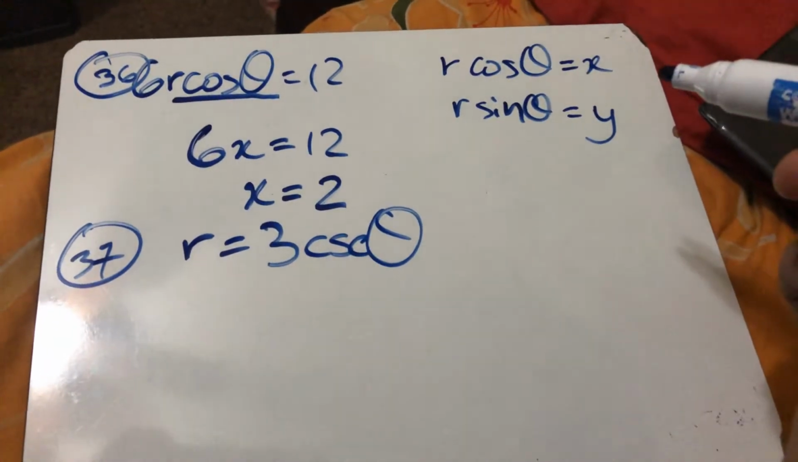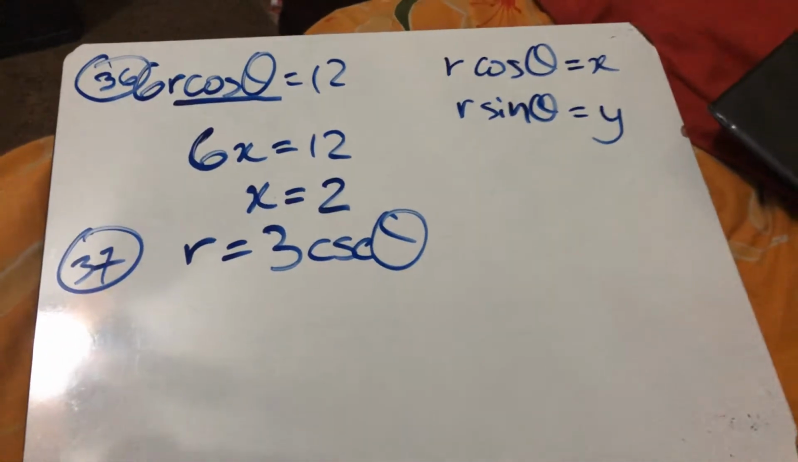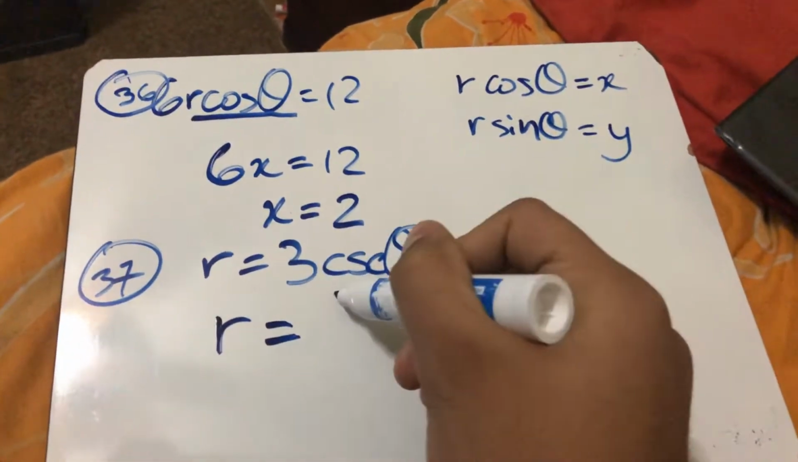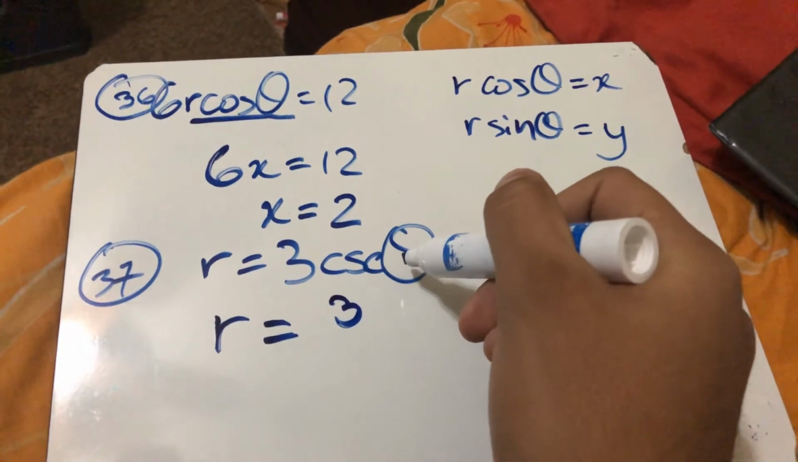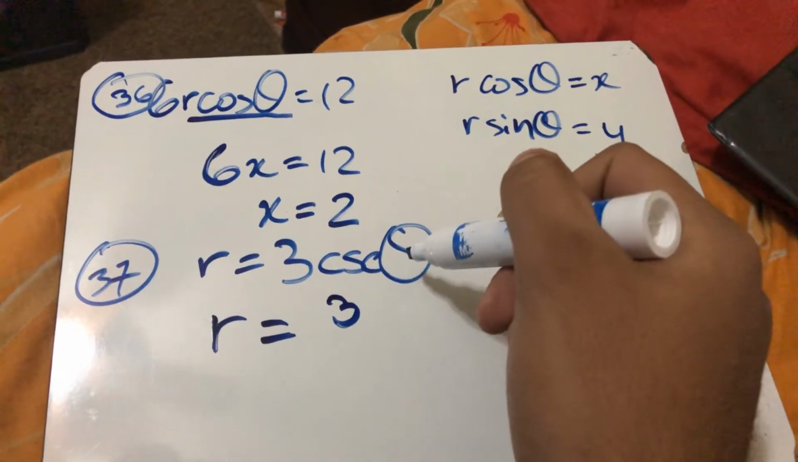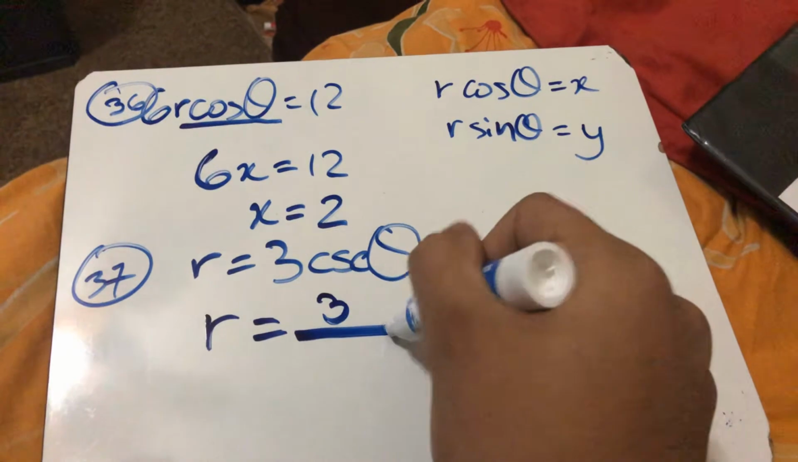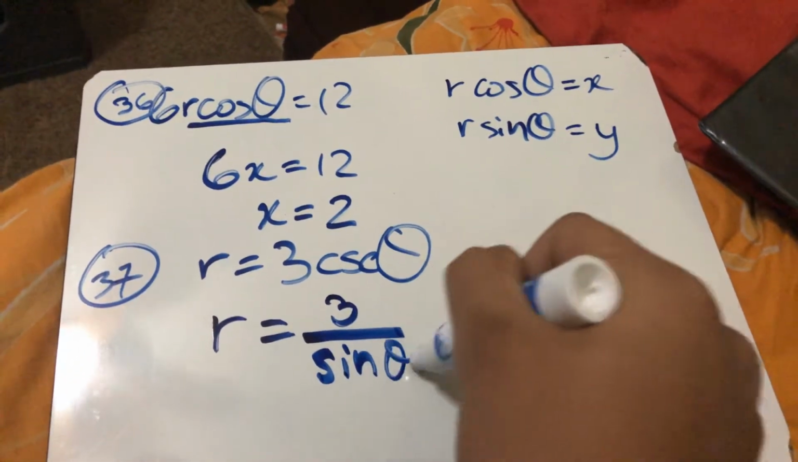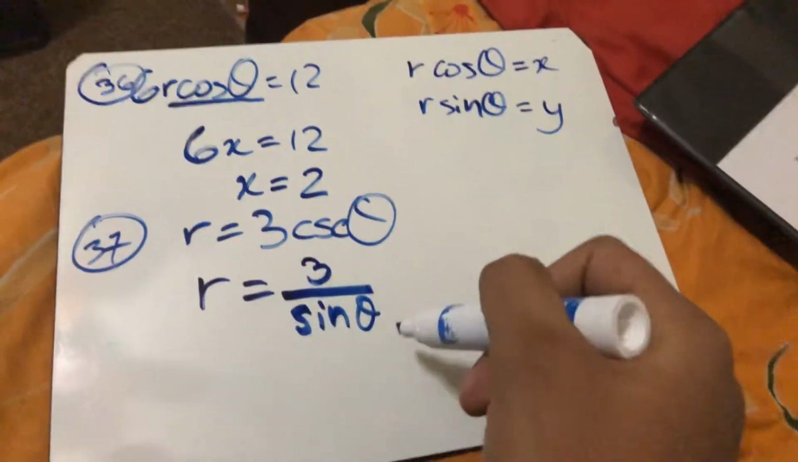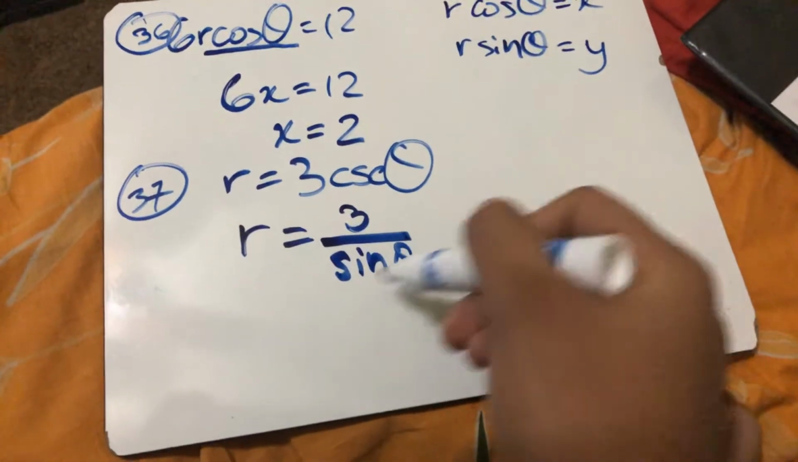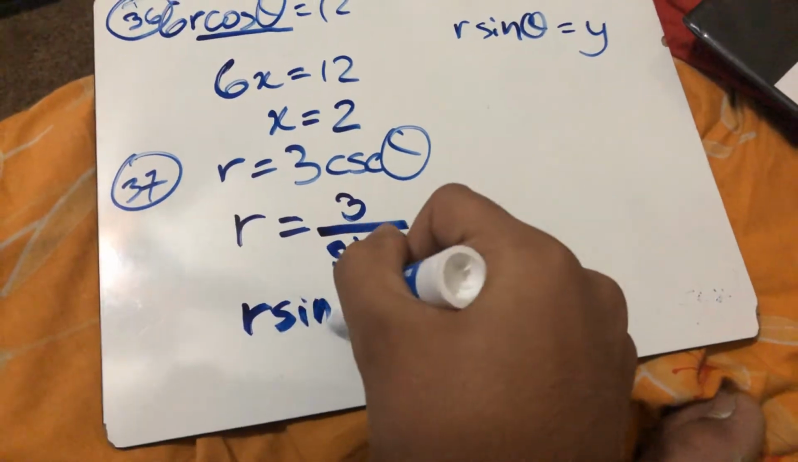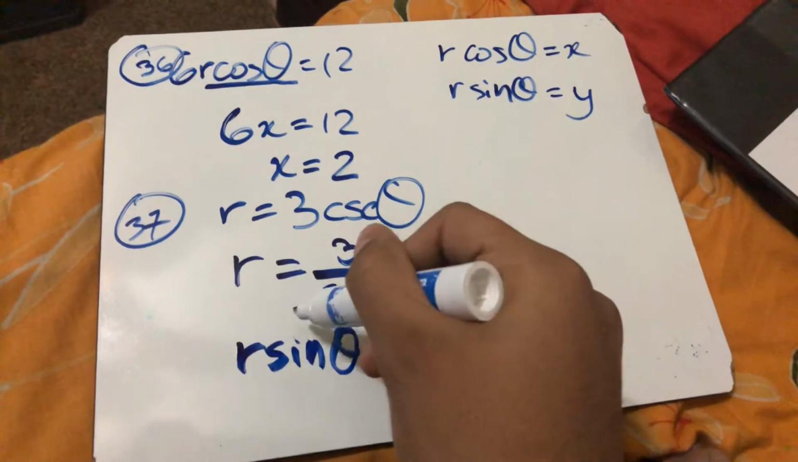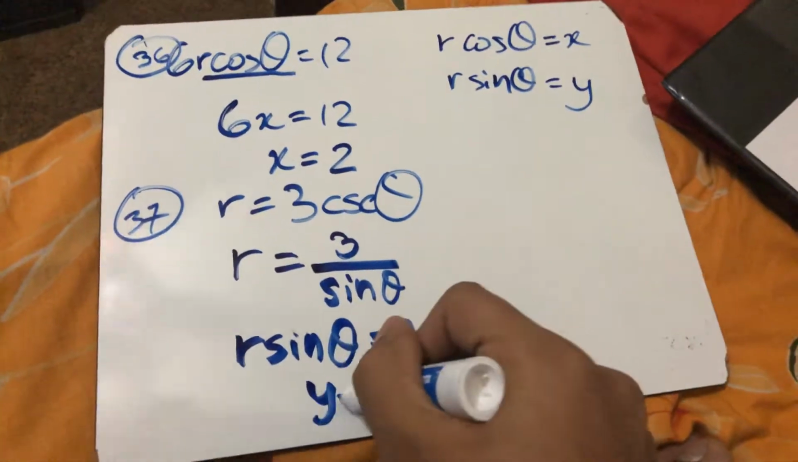Now what can I do? So let me think about this for a second. Well, how can I rewrite cosec theta? Cosec theta is the reciprocal of sine of theta, so I can write cosec theta as 1 over sine theta. And if I put the 3 on top, it'll look like this. So r equals 3 over sine of theta. Now I can multiply both sides by sine of theta, and I'll get r sine theta equals 3. And r sine theta is just y, so I get y equals 3.